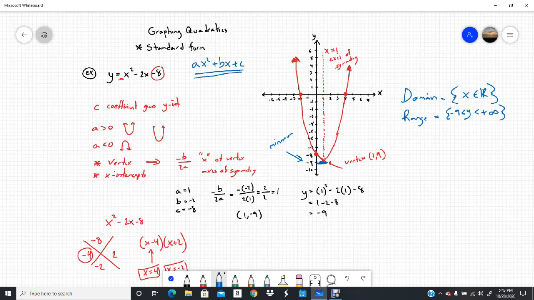The vertex is obtained by negative b over 2a, which gives us the x value of the vertex. We take that value, that becomes the axis of symmetry. We plug it into the equation, and we find the y value. That gives us where the quadratic, the parabola, is turning. And the x-intercepts allow us to graph this quadratic. So this is basically how we graph a quadratic in standard form.